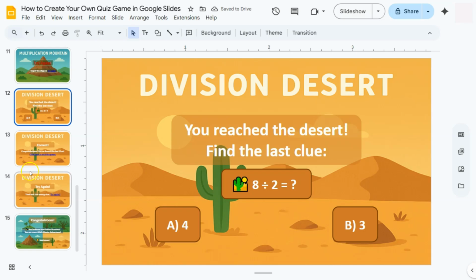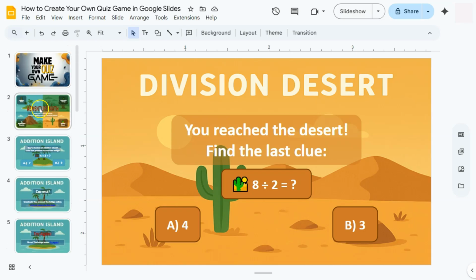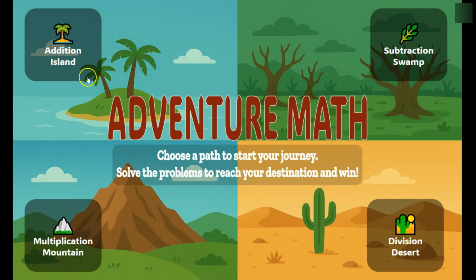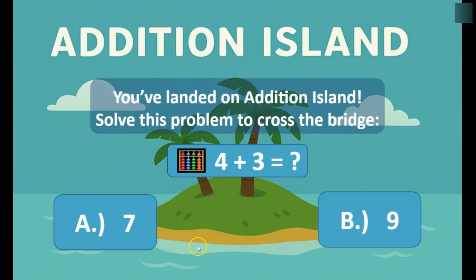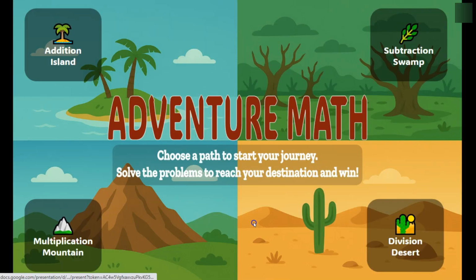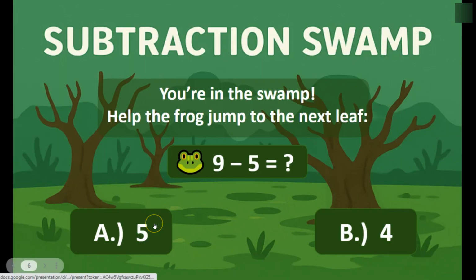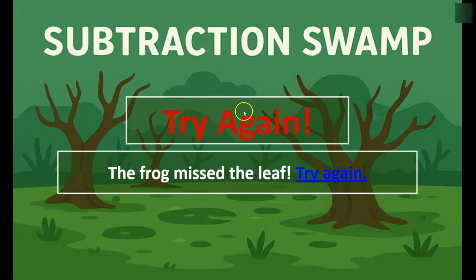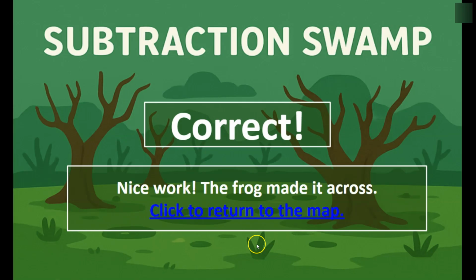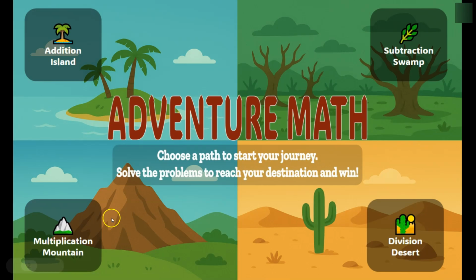So now if we try and play the game, let's go and start our slideshow. If we start off with Addition Island and select the correct answer right here, here we have the correct slide. Return to the map. If we go to Subtraction Swamp, here we have it, 9 minus 5. If we choose the wrong answer, it will tell us to try again. Click on try again right here. And if we select the correct one, here we have it, return to the map.